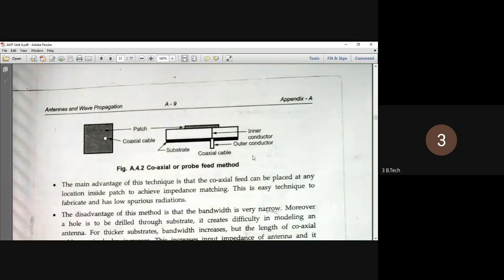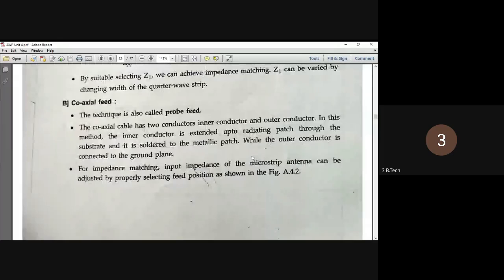In this method the inner conductor is extended up to the radiating patch through the substrate, the metallic patch, while the outer conductor is connected to the ground plane.